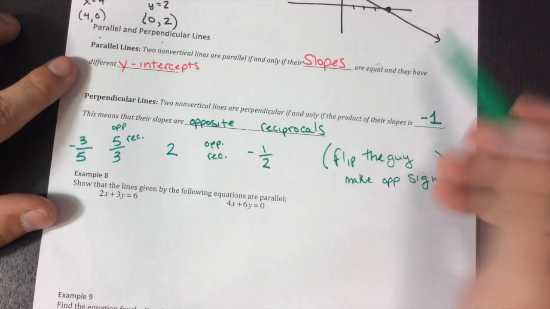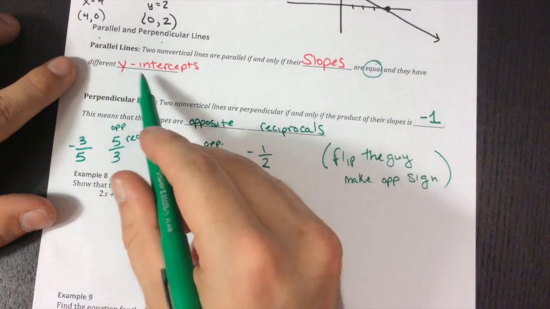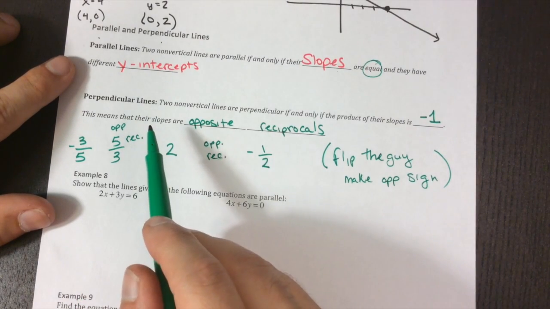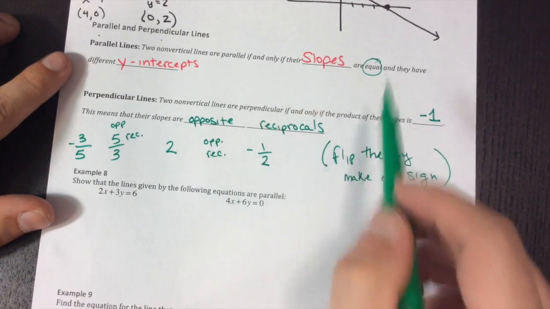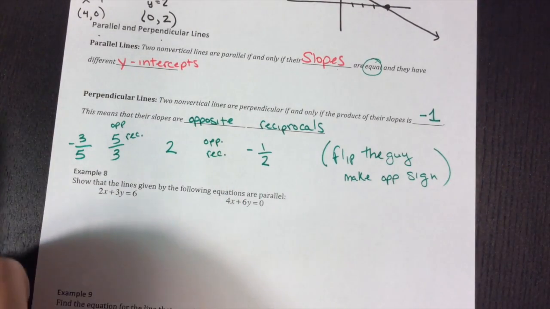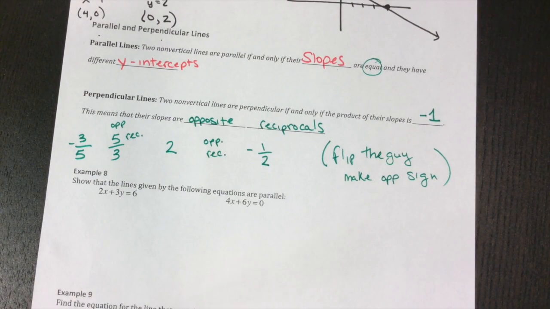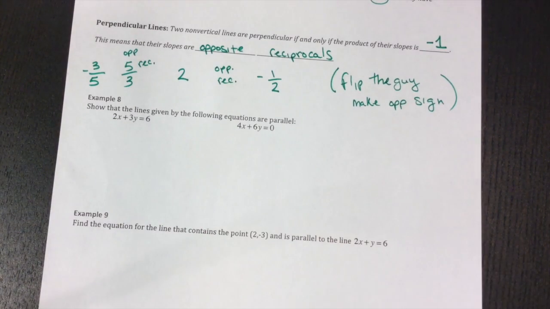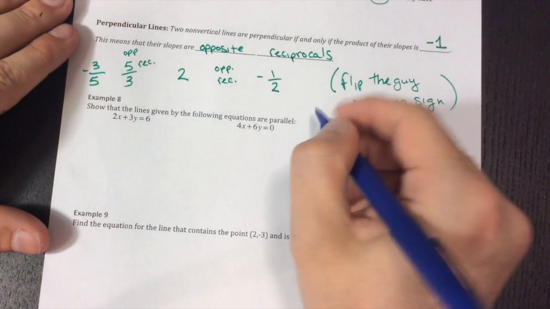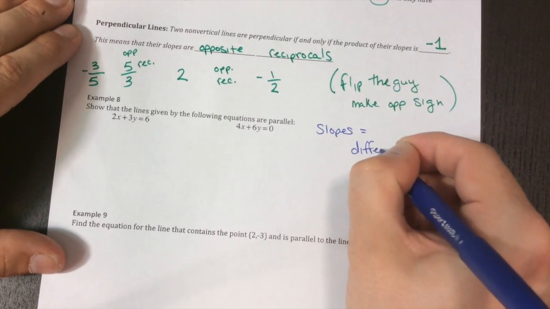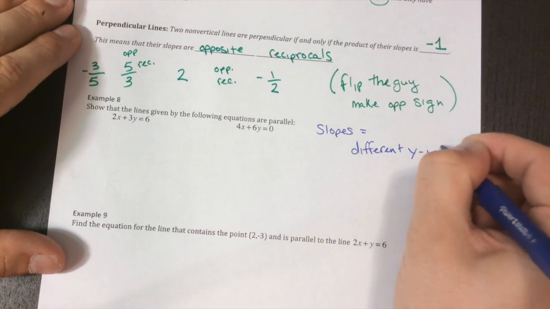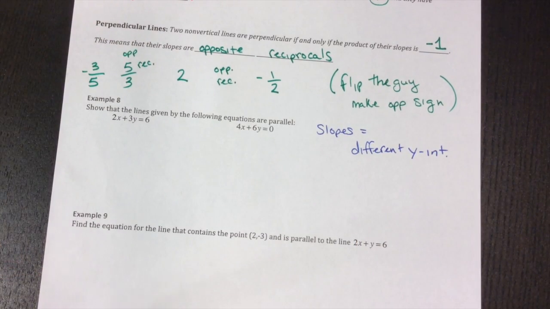So, just to go over this one more time. Parallel lines, slopes are equal, and they have different y-intercepts. Perpendicular lines are two non-vertical lines whose slopes product is -1, or their slopes are opposite reciprocals. So let's give these next two a shot. So example 8. Show that the lines given are parallel. So what do we need to show? We need to show that their slopes are equal and different y-intercepts. So the easiest way to do that, put them both in slope-intercept form.